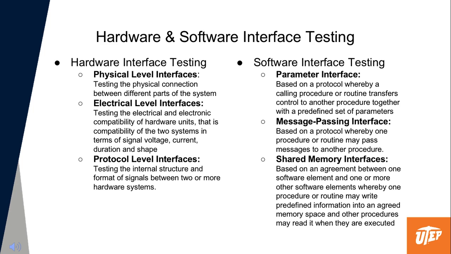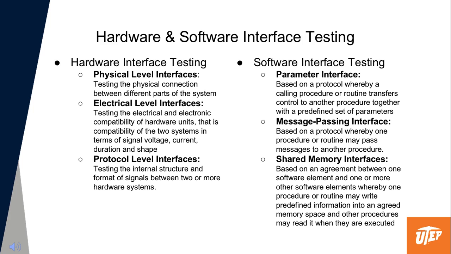The second layer to be tested should be the electronic level interfaces. This testing should be performed on the electrical and electronic compatibility of hardware units in terms of signal voltage, current, duration, and shape. The third layer to be tested should be the protocol level interfaces. This testing should be performed on the internal structure and format of signals between two or more hardware systems.